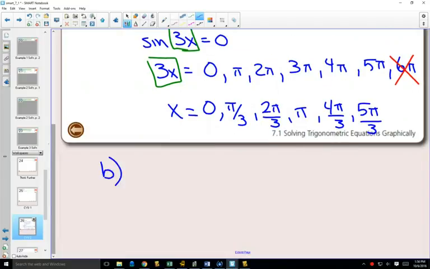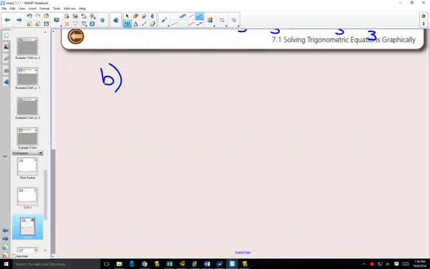For part B, it says, what's the general solution? So now we're combining the first new idea from today with this new idea. How did we find general solution? We wrote 2 steps. Step 1 was solve between 0 and 2 pi. Have we done that already? Yes. Step 2, you add 2k pi to all of them. So your final answer is going to look like this.